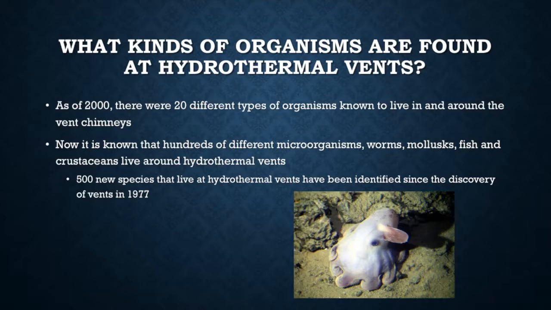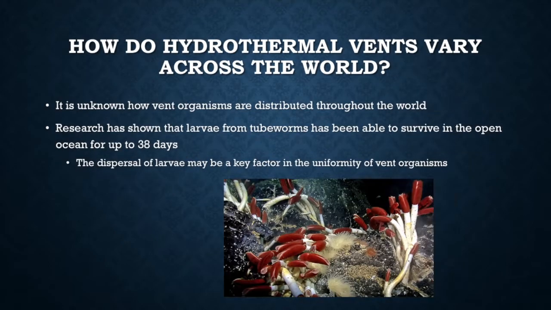Now we know that there's hundreds of different species that live around hydrothermal vents and often thrive there. A lot of them are microorganisms, worms, mollusks, fish, and different crustaceans. Since 1977, when we first discovered hydrothermal vents at the East Pacific Rise, there have been 500 new species. One is shown. A really, really cool octopus was found there. Often you wouldn't think that that would happen.